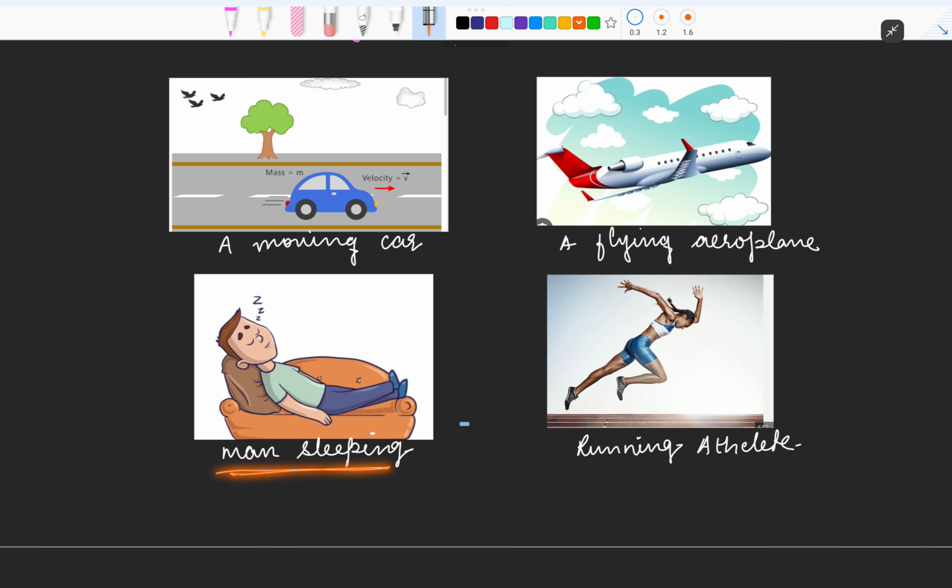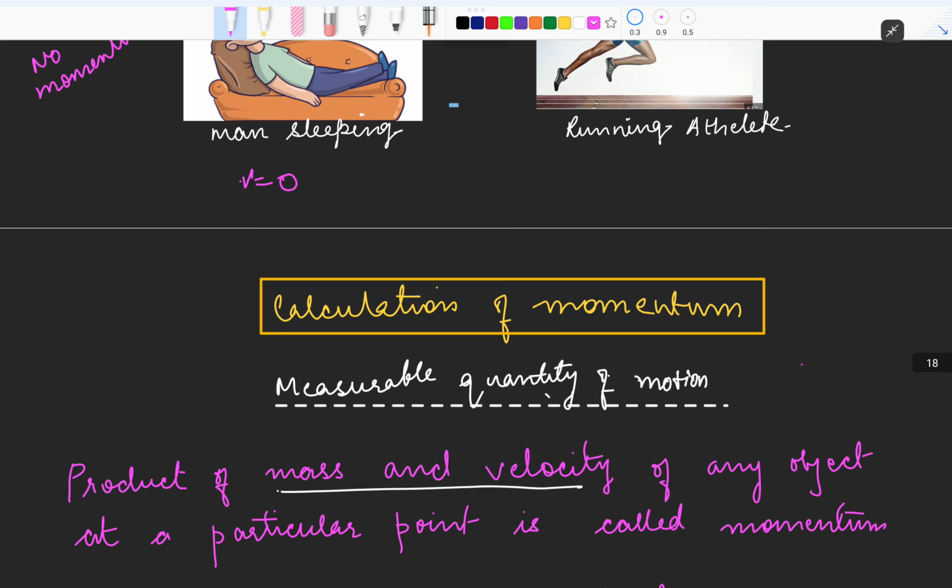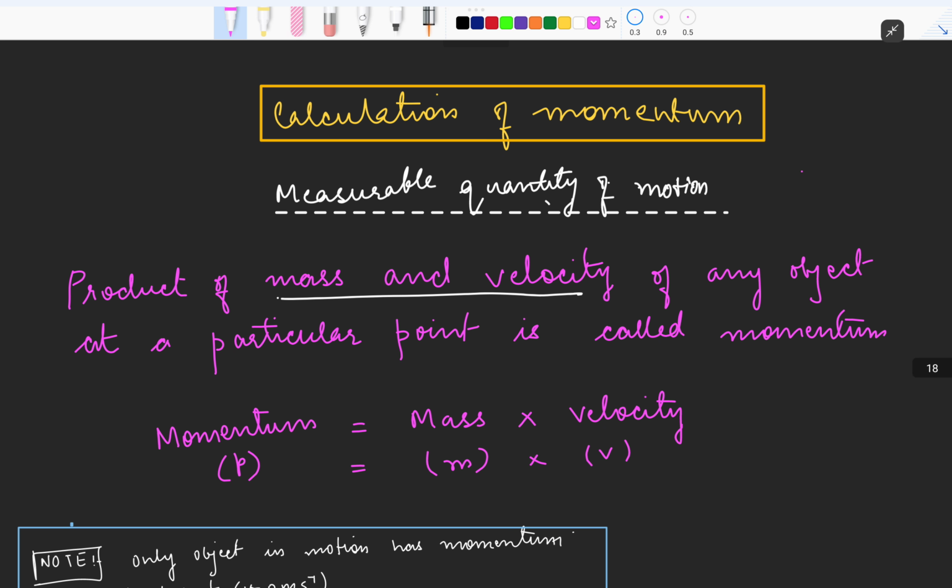Now, this man sleeping, this man has mass, but the velocity of this man is 0 because the man is at rest. So this man has no momentum. Okay, so what is momentum? Momentum is basically a quantity which measures mass in motion.